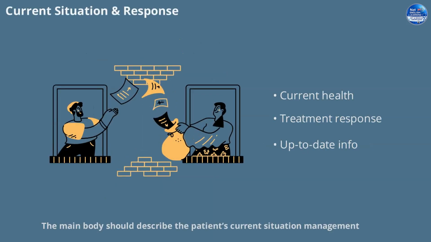The main body should describe the patient's current situation, management, and response to treatment or recovery. This provides a snapshot of the patient's health and guides the recipient in planning further care. For example, the patient is stable and responding well to treatment. Including current situation and response ensures that the recipient has up-to-date information.